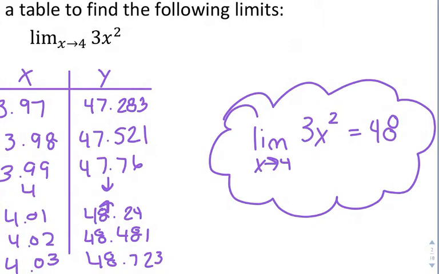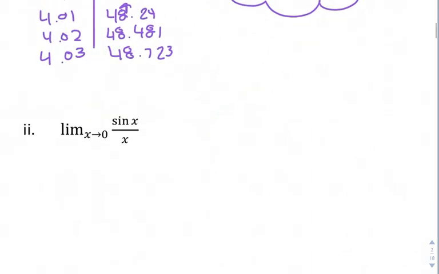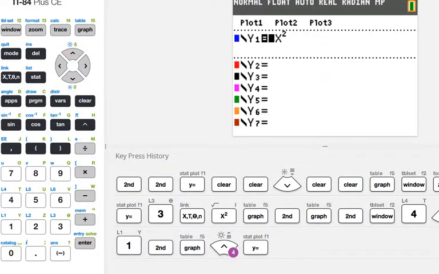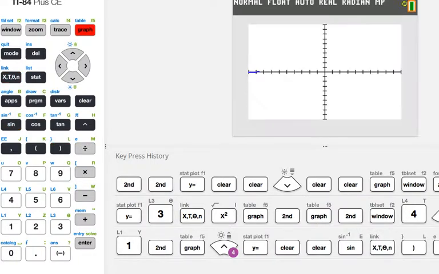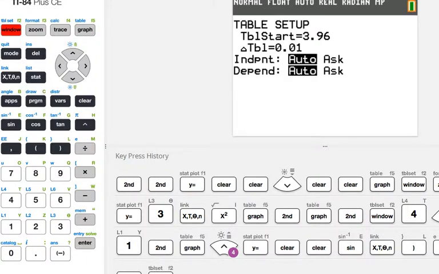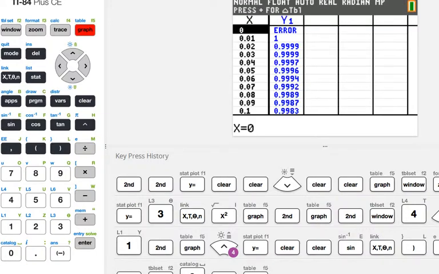So let's try another one. Sine x over x. So if I did sine x divided by x and graphed it, we're looking at where x is approaching 0. So I'm going to start at 0 on my table.